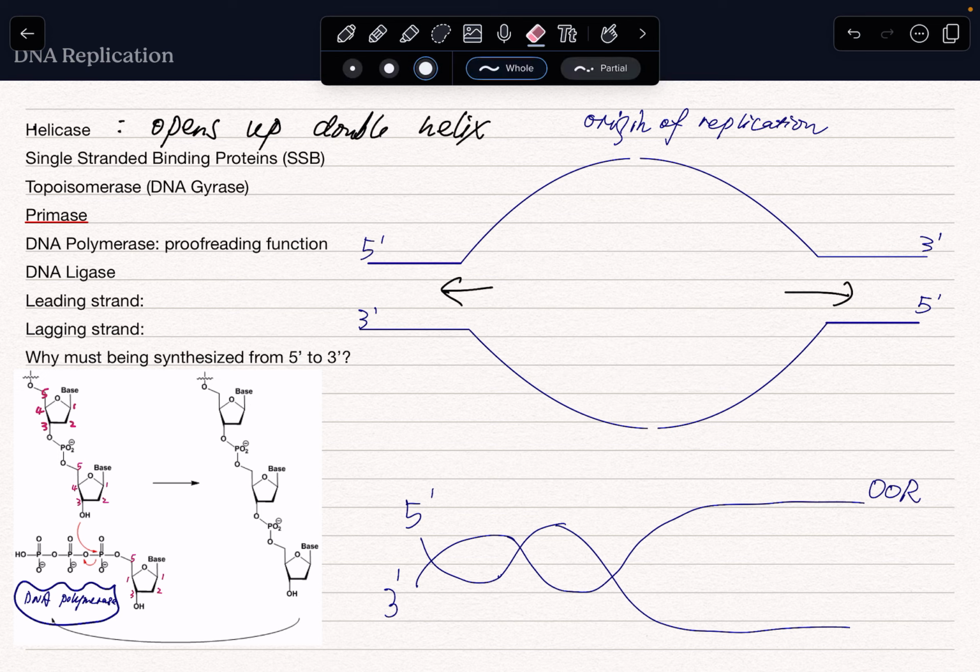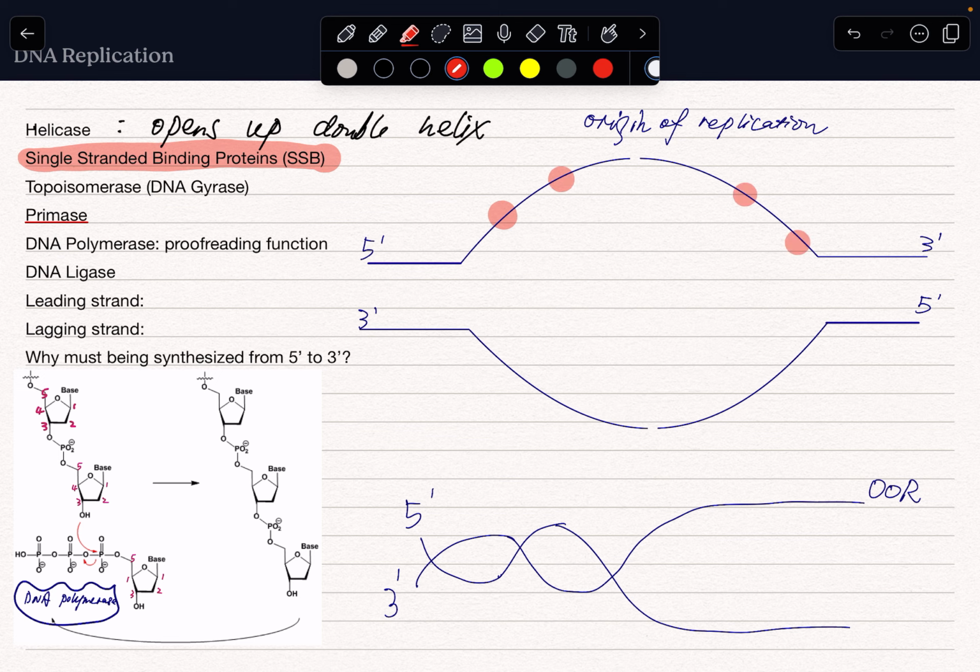And then helicase is not just doing the job all alone. He actually has 2 helpers. One is the single-strand binding proteins. Single-strand binding proteins are just proteins that bind to the separated DNA strands so that it prevents them from getting back together. So it prevents them from re-annealing.